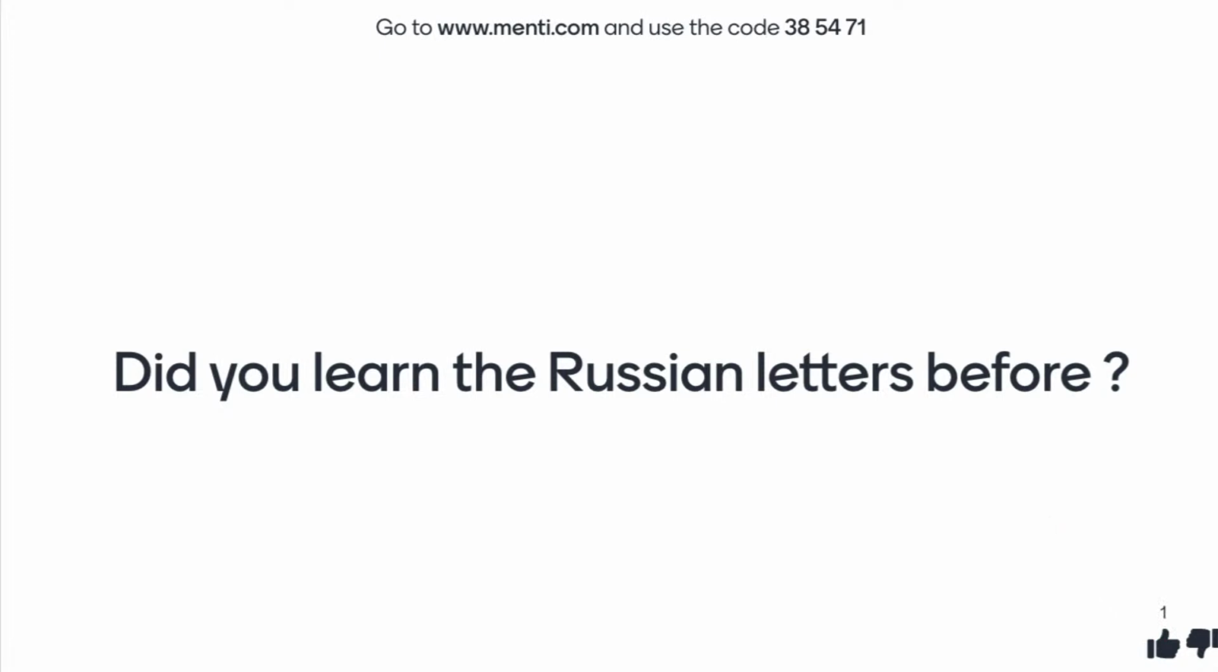If you learned the Russian letters before, click your thumb up. If you have never, and it's the first time you ever approach the Russian alphabet in this lesson, click no, which is the thumb down. And I see people here learned the Russian language before, which is good. So you're familiar. But still people are struggling with pronunciation. And sometimes they don't even realize that they're making some pronunciation mistakes. So here we're just going to do some practice.